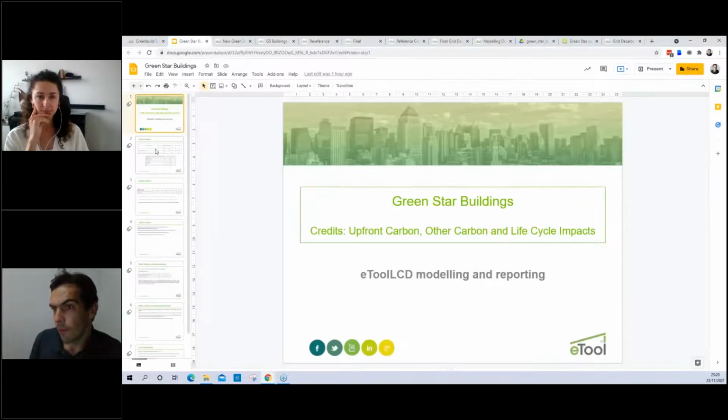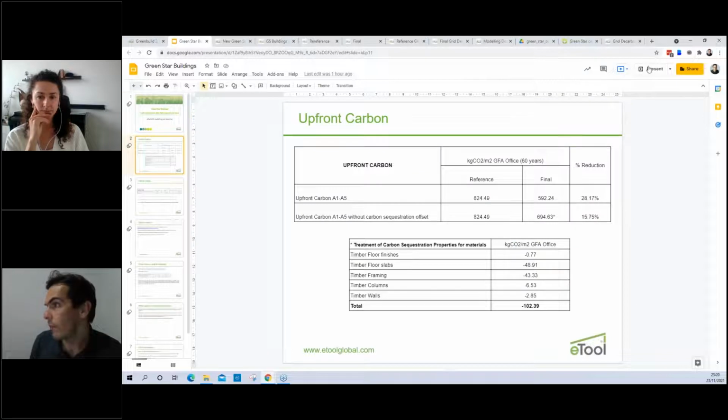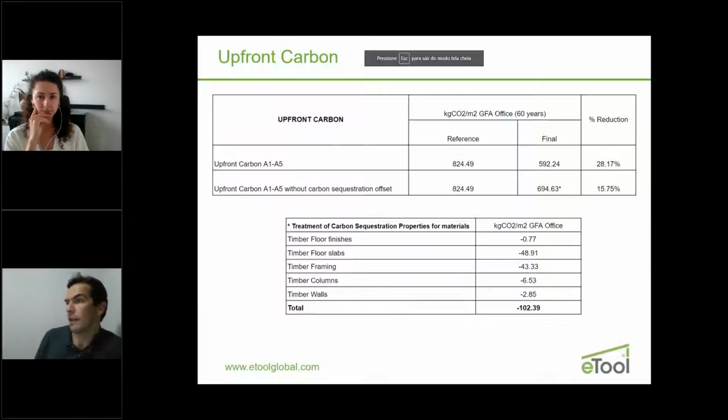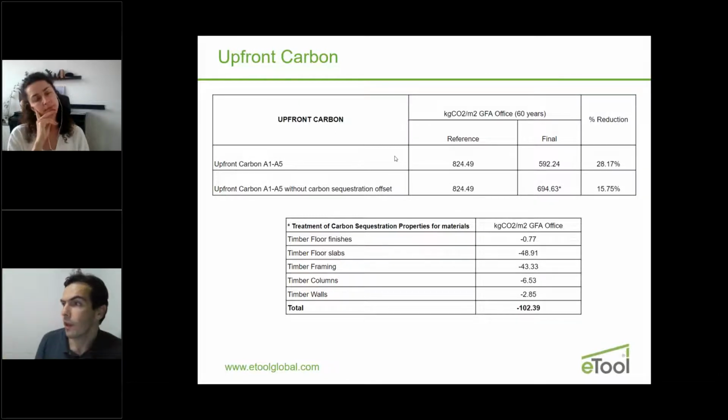So the first example here, what I've done is I looked at the impacts for A1 to A5 only. This is the first line. So this is only the upfront carbon.